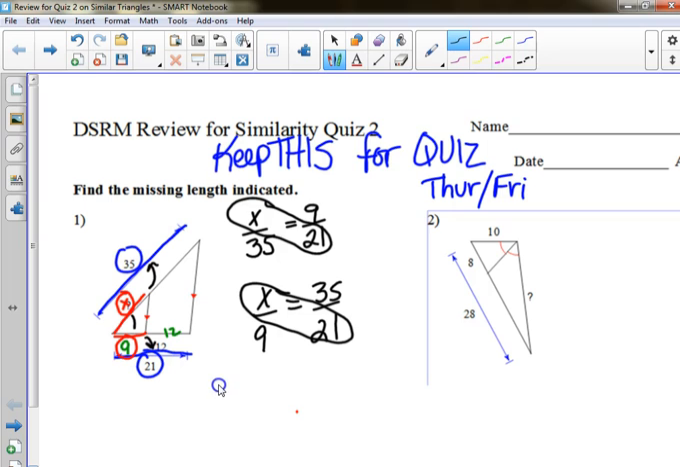All right, so 9 times 35 equals 21x. So then I have to divide by 21. Let's see, 9 times 35 divided by 21. Yeah, that's not what I typed. Okay, let's try again. I got 15.